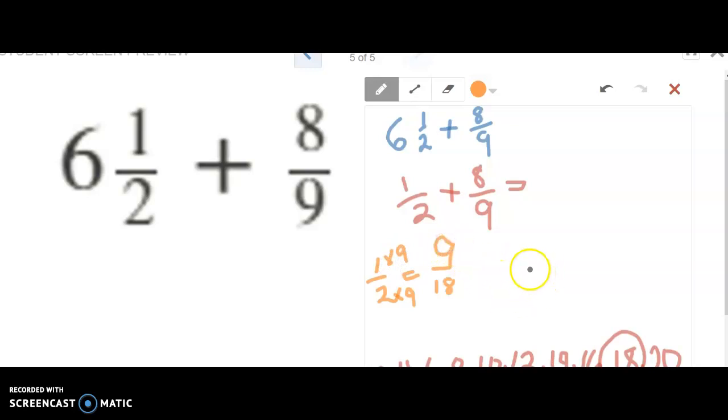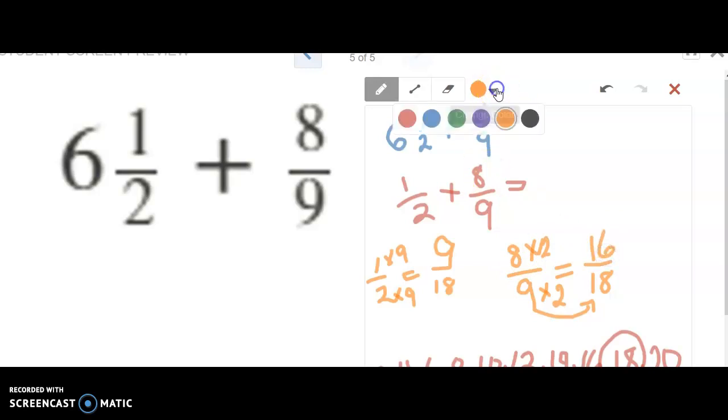Okay? Let's take a look at 8 over 9. We want to make that equivalent with a fraction that has 18 as the denominator. All right, so to get from 9 to 18, I need to multiply 9 times 2. Whatever I do on the bottom, I have to do on the top. So 8 times 2 gives me 16.